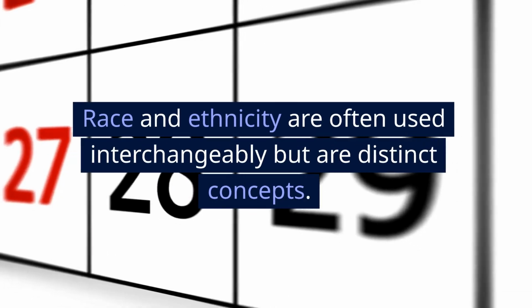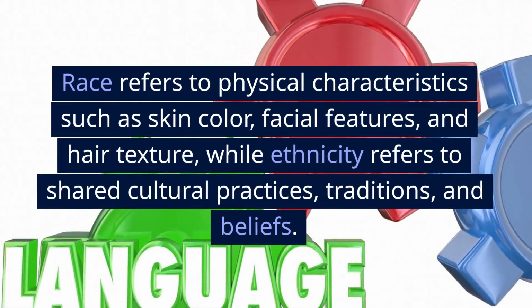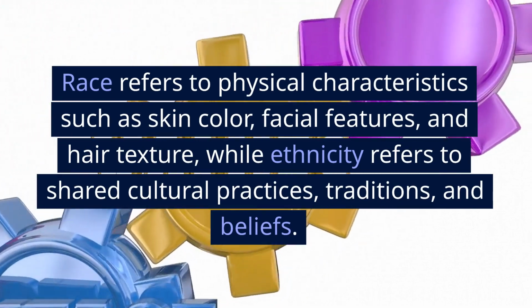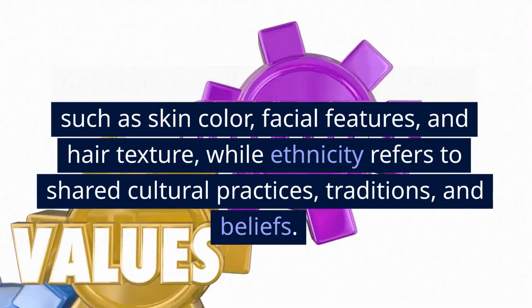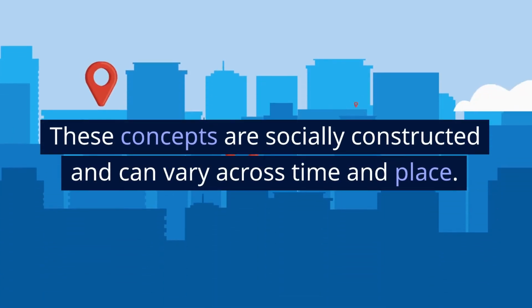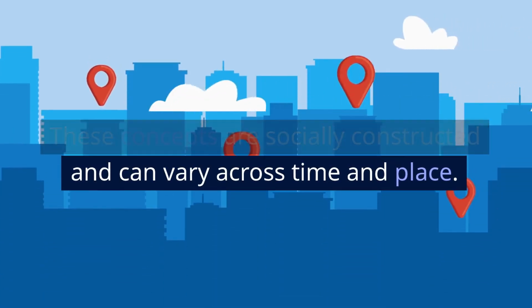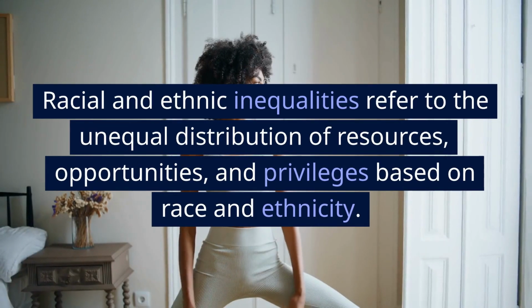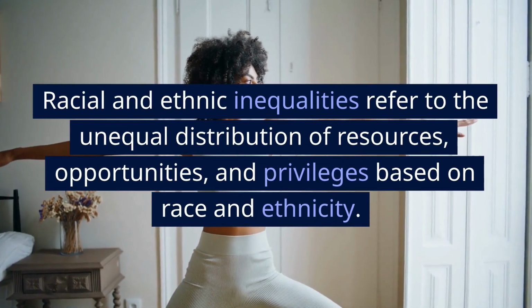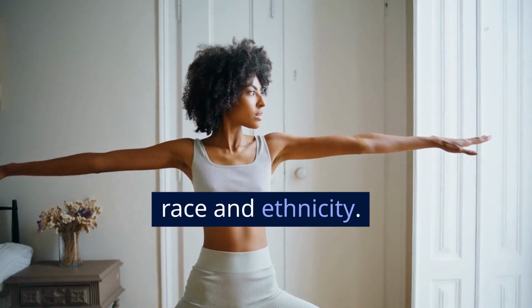Race and ethnicity. Race and ethnicity are often used interchangeably but are distinct concepts. Race refers to physical characteristics such as skin color, facial features, and hair texture, while ethnicity refers to shared cultural practices, traditions, and beliefs. These concepts are socially constructed and can vary across time and place. Racial and ethnic inequalities refer to the unequal distribution of resources, opportunities, and privileges based on race and ethnicity.